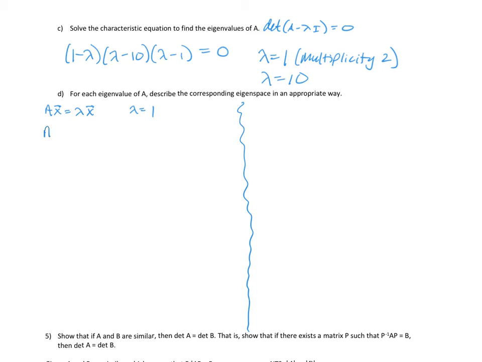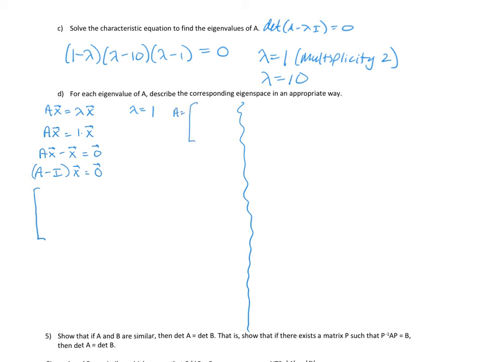Okay, so I'm trying to solve A times x equals 1 times x. I'm going to move everything to the left, so I have Ax minus x equals 0, and then factor out an x. So you're going to get A minus I times x equals 0. So A minus the identity times x equals 0. So I'm going to translate this to an augmented matrix. A minus I. I should remind you what A was. I'll write it over here.